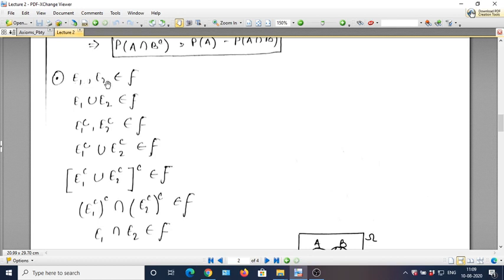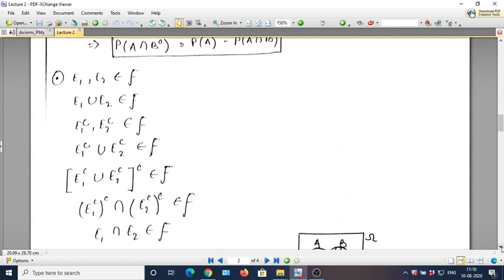Let E1 and E2 be two events that are present in the sigma algebra F. Then following the closure property of the set union operation, E1 union E2 is also an element of F. Similarly, E1 complement and E2 complement should be elements of F because it is closed under set complementation. Therefore, the union of those complements should also be an element of F. So E1 complement union E2 complement is an element of F. And if you take a complement of this, again it should be an element of F. Now if you apply De Morgan's law, you will get that E1 complement complement intersection E2 complement complement is an element of F, which means that E1 intersection E2 is an element of F.